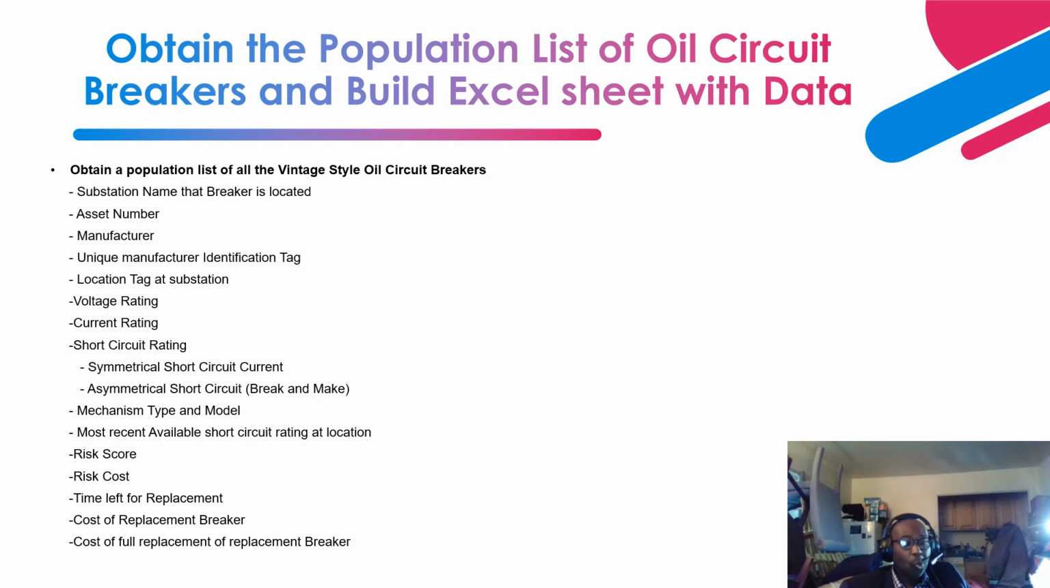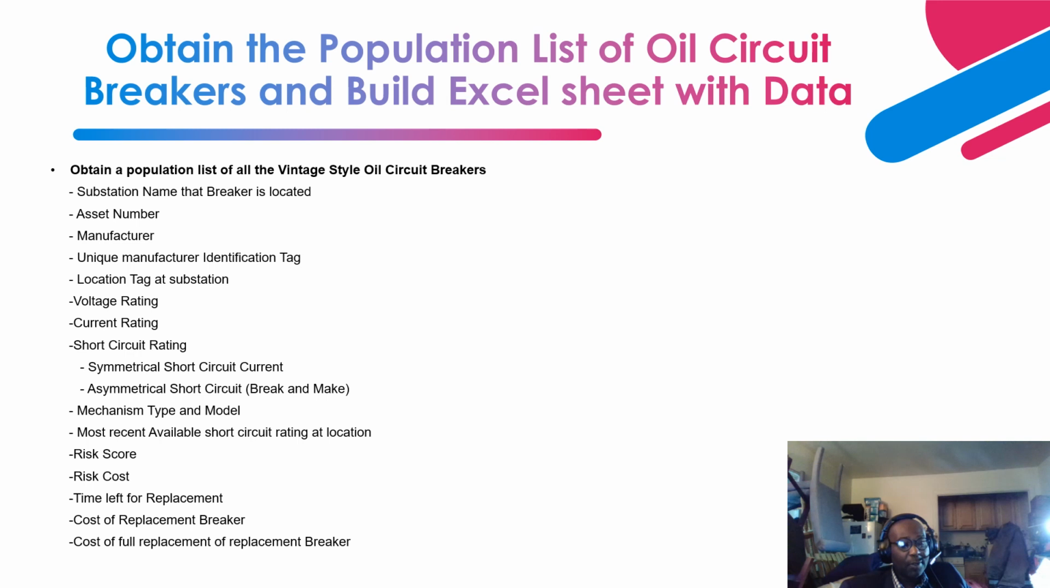Next is the risk score. The risk score is very important, and your asset management department will provide you your risk score after they have done the asset health index. Next is the risk cost. The cost of the risk is also calculated, and your asset management department will provide it. And also time left for replacement, that is the intervention time. They will also provide you that information.